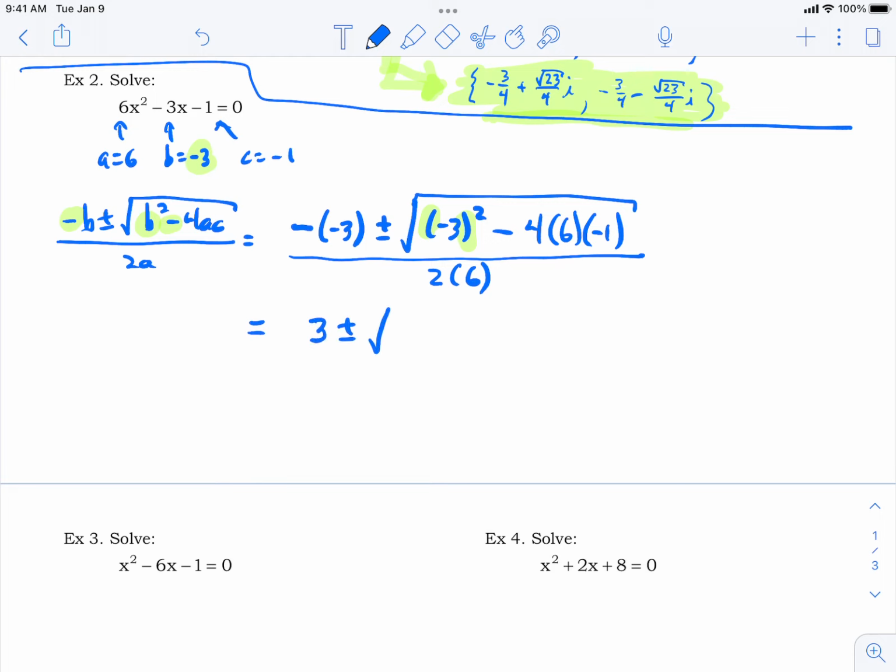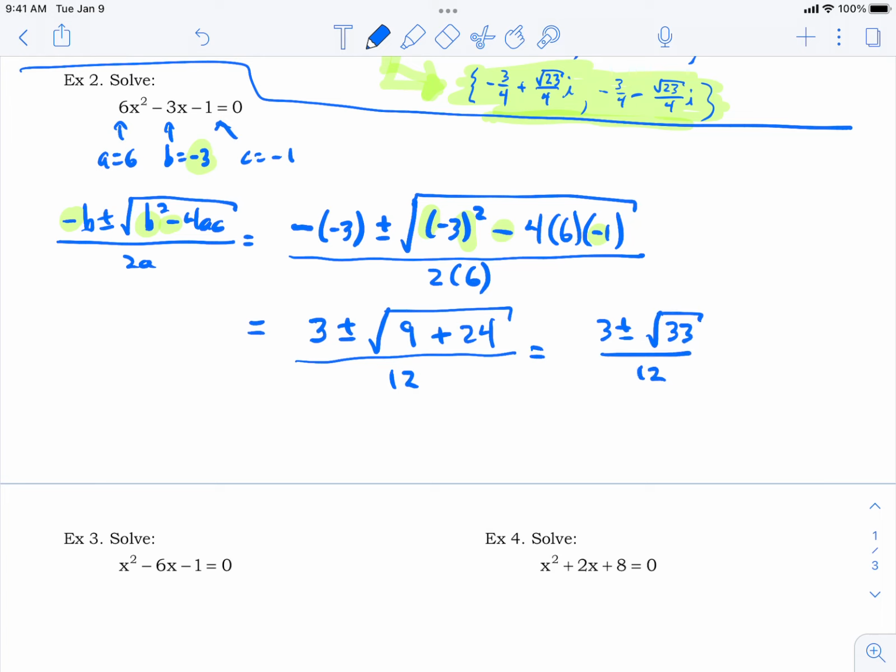Now you take a -3 and you square it, you get a +9. Over here, it says minus, but look, I'm multiplying by a minus here, so it's going to actually become plus. 4 times 6 is what? 24. And then that's all over 2 times 6, which is 12. So let's bring it over here. 3 plus or minus the square root of 24 plus 9, which is 33, and that's all over 12.